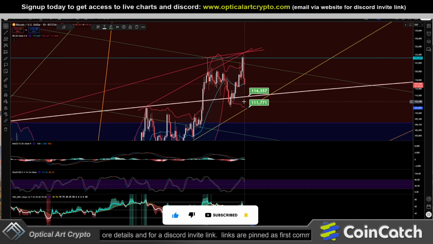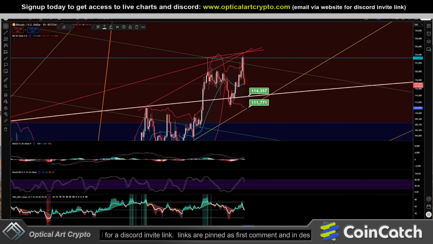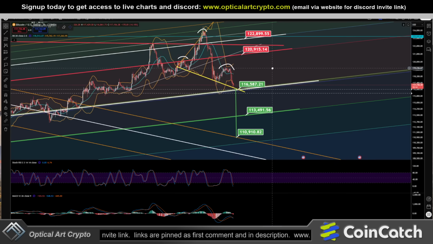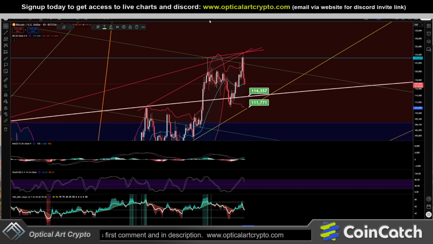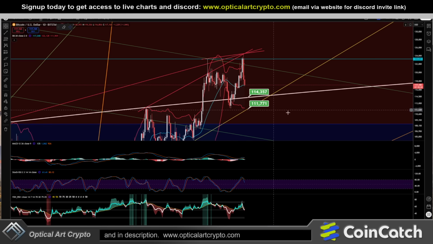Now we could wick below it and push back up. But just so you know, if this does play out as a head and shoulders, your target's around 110,900. So just want to make sure you have all of that. And again, that's your key levels on the daily and the hourly.